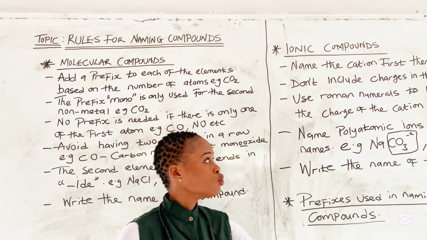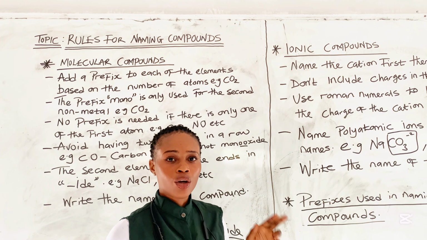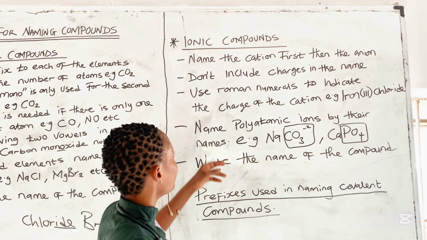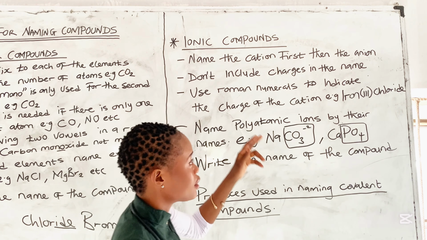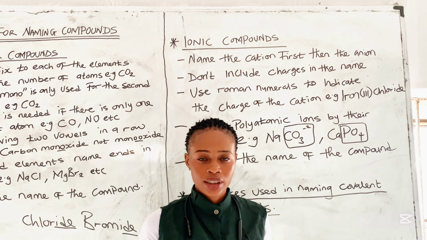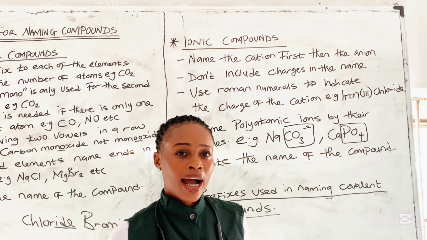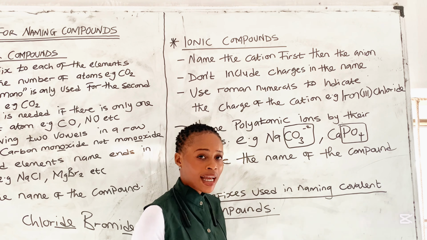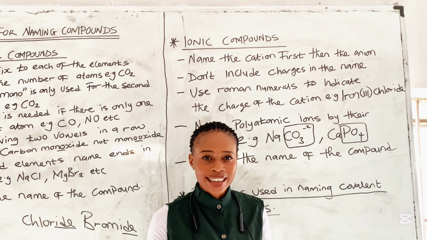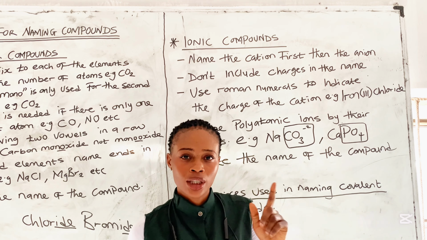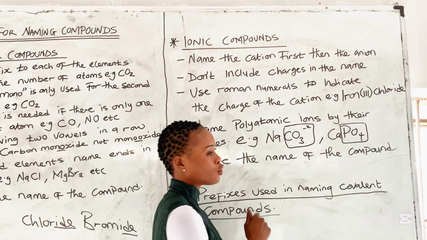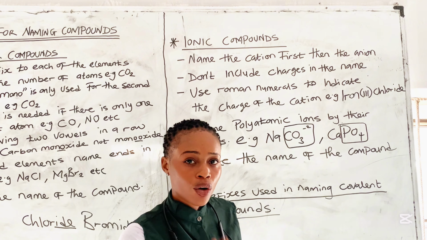So we said ionic compounds are compounds that consist of what? Ions. So these are the rules when naming ionic compounds. Let's look at them very quickly. When naming an ionic compound, name the cation first, then the anion. Please take note, your cations are oftentimes your metals. They carry a positive charge because they donate electrons.